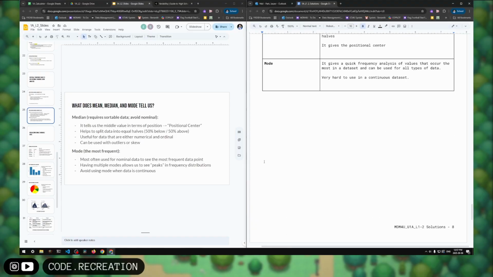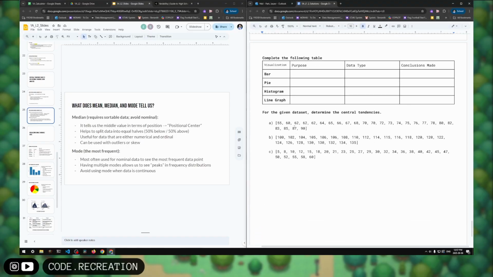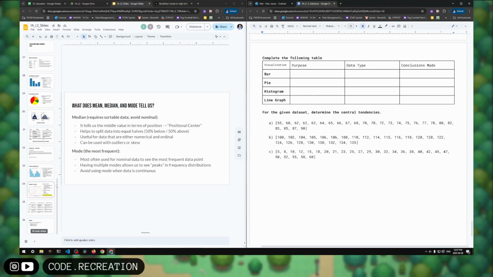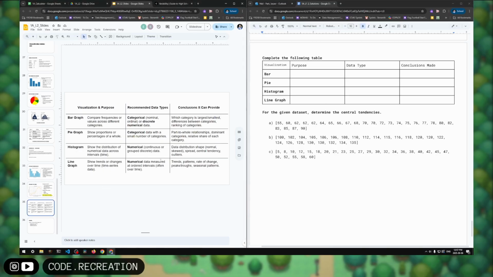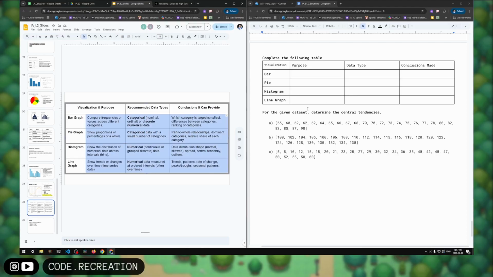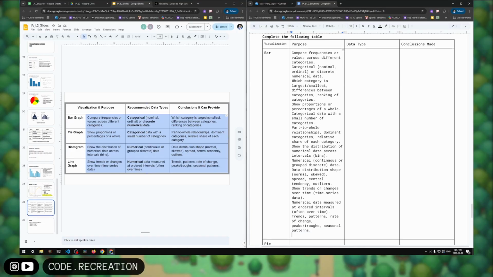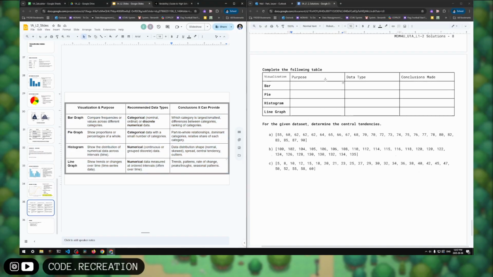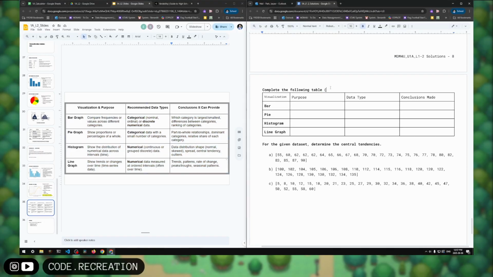Okay. All right, complete the following table: bar, pie, histogram, line graph. Oof. So we have it all here. This is the thing that you should put into here. So I'm not going to do that. Or, you know, I can also just do... Oh, it doesn't copy it. Yeah, just please refer to slide 35 of lesson 2. Let's put a smiley face.